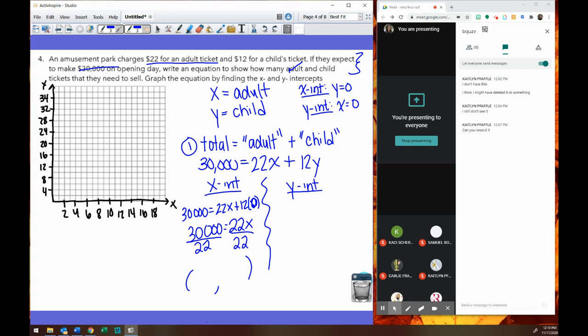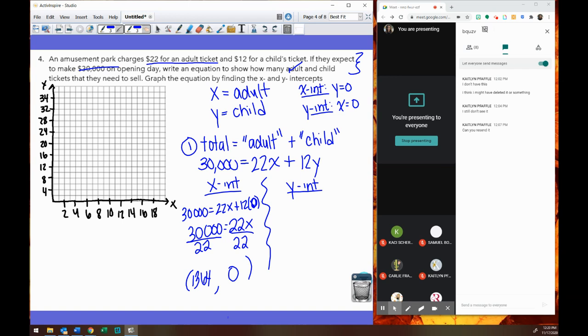Okay, so we're getting a decimal. We have our scale here, so we're going to estimate things. So let's just ignore the decimals. What would you round your number up to? Right, 1,364. So when y was 0, our x coordinate is 1364.